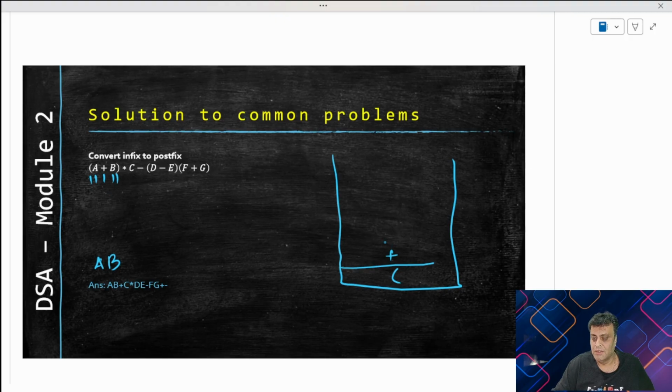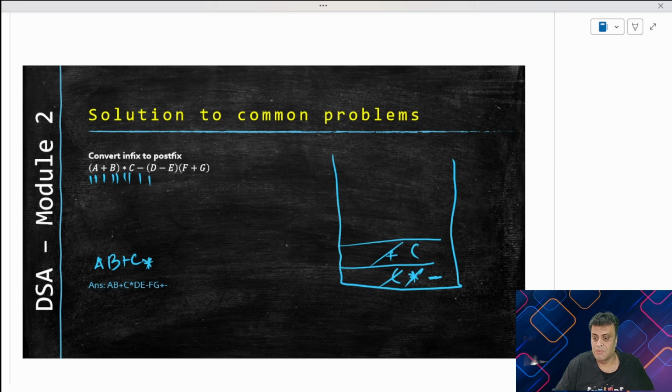We have a bracket. When we encounter a bracket, we will have to pop out everything before the first bracket, and then also pop this out and discard it. Then we have a star, we will push it into the stack. We have a C, we will bring it here. We have a minus. Can minus go here? Can't, right? We can't put a minus here because we have a star. So we will pop the star out.